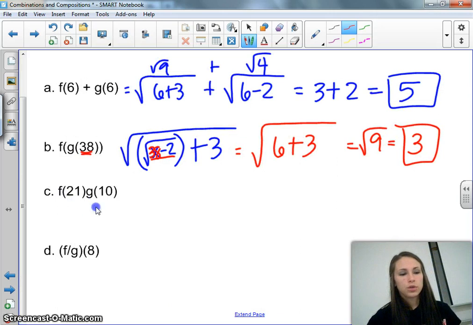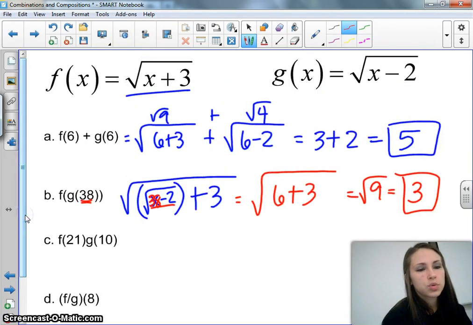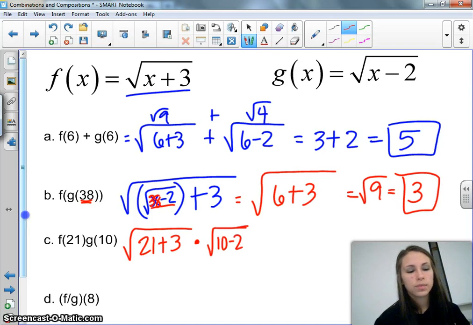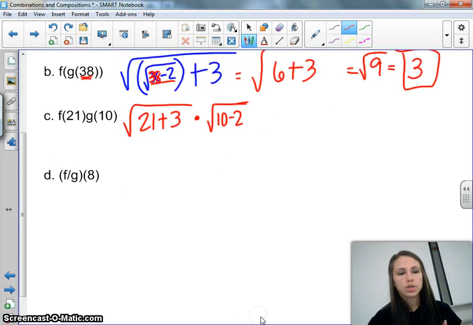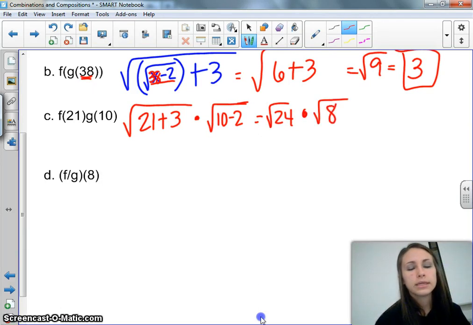Alright, f of 21 times g of 10. So f is square root of x plus 3. So I'm going to say square root of 21 plus 3. And then I'm going to multiply that by the square root of 10 minus 2. And so these are not going to work out as nice and pretty as these last two, but I'll show you how I want you to work it. So 21 plus 3 is 24. And so we've got the square root of 24 times the square root of 8.